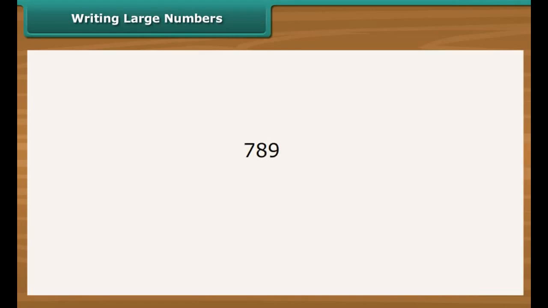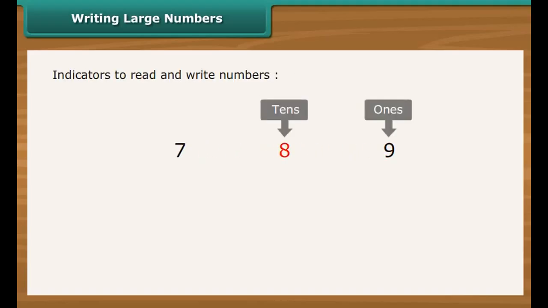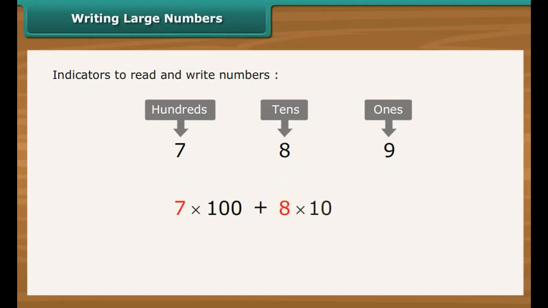Sometimes the large numbers are so large that it becomes difficult to keep track of. Then it helps to use indicators to read and write large numbers. In a decimal number system, the value of a digit depends on its place or position in the number. Each place has a value of 10 times the place to its right. It can be extended to crores. The chart helps in reading and writing numbers and is called place value chart.